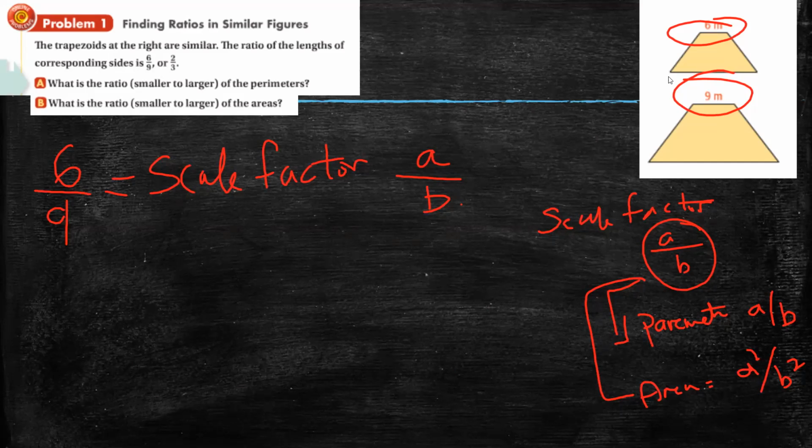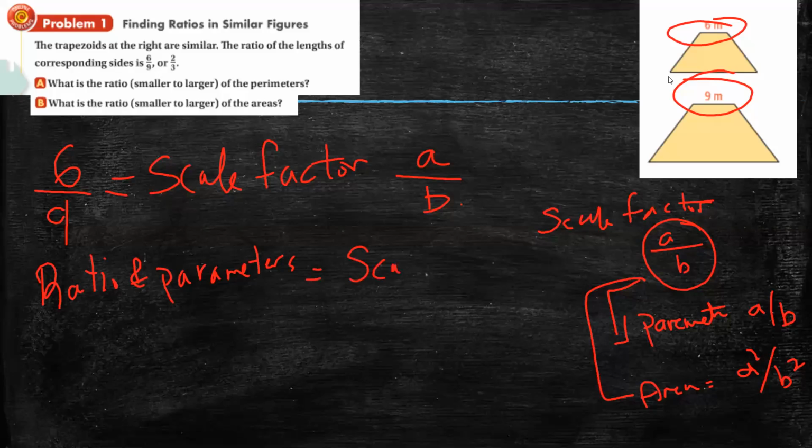So the scale factor here is A over B, which is 6 over 9. He asked me now, what is the ratio, smaller to larger, of the parameters? To write the ratio of the parameters, we will say that the ratio of parameters is the same as the scale factor, which is A over B. What is the scale factor I have here? 6 over 9, or 2 over 3.